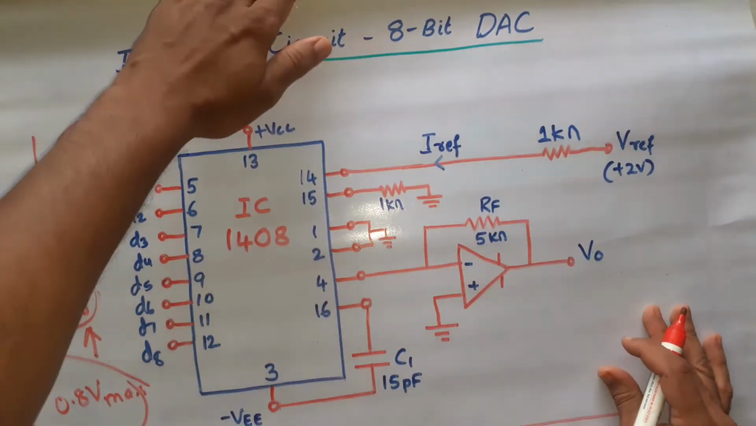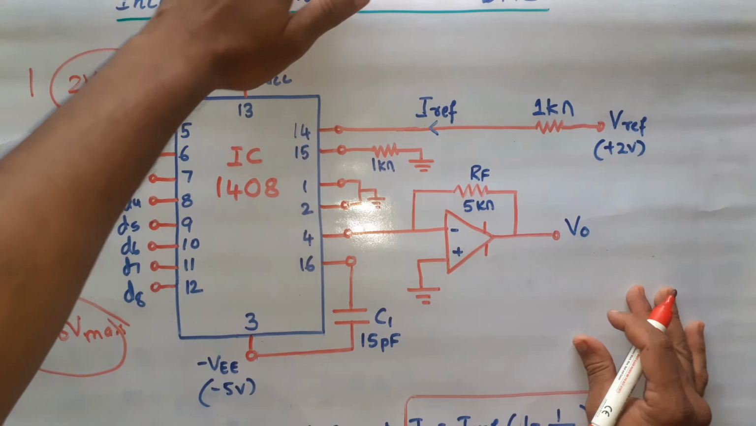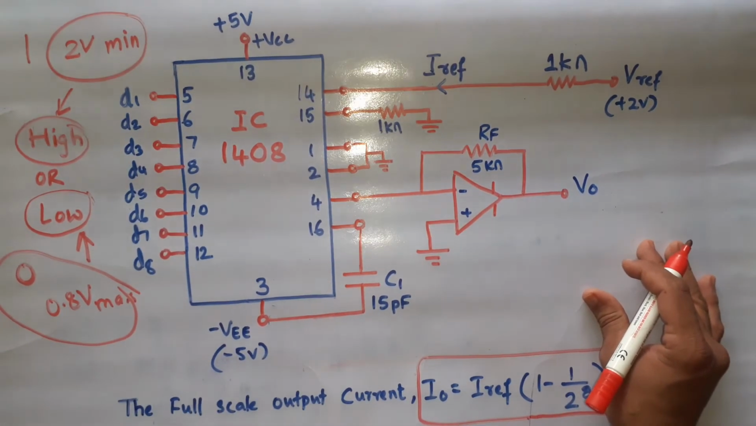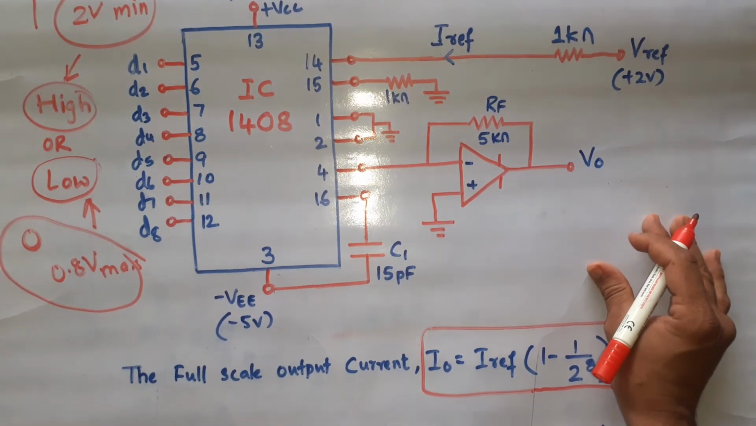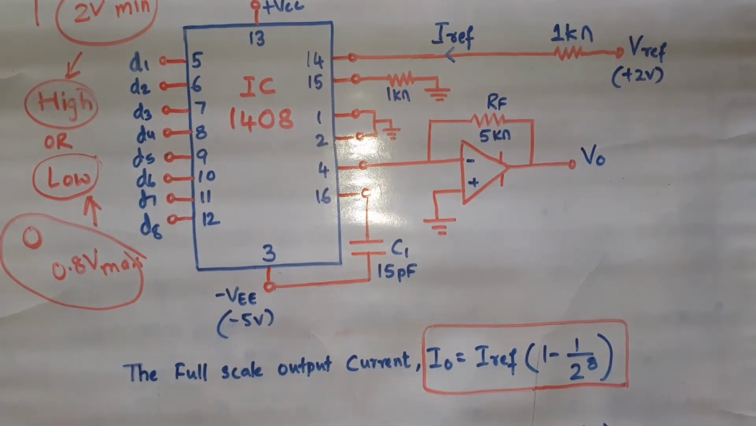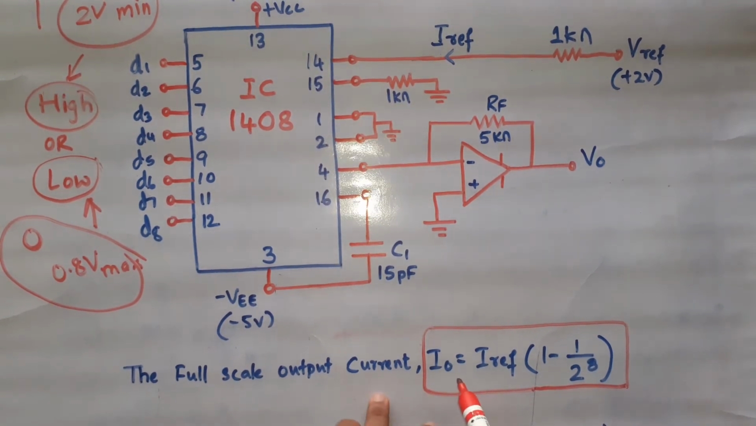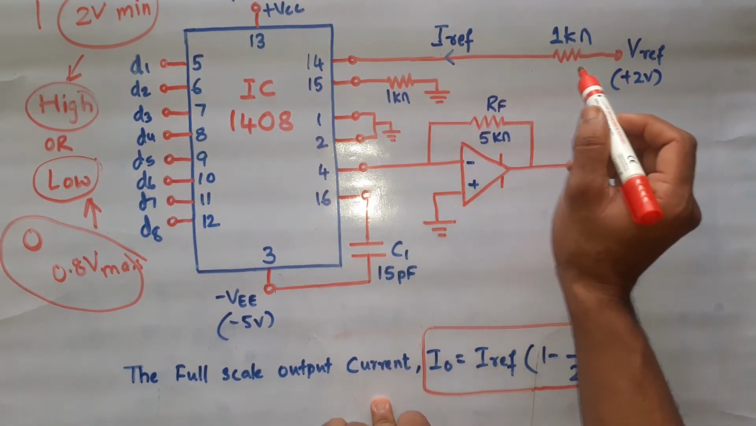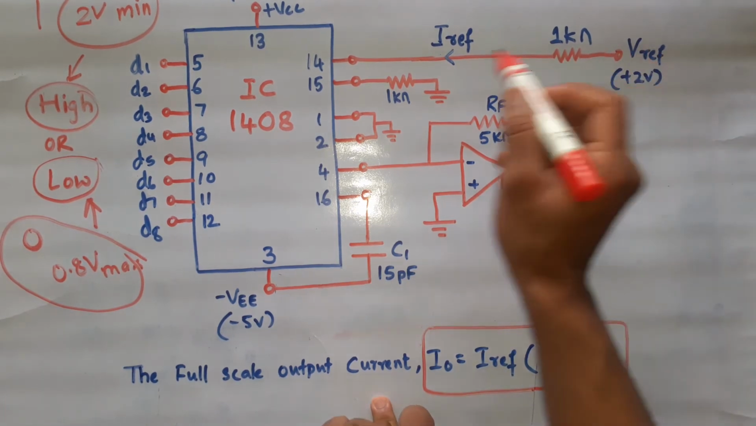Next. This is a very important topic from your exam point of view. In many question papers they have asked you this. So the full scale output current I0 is given as I reference. Which is this I reference? I reference is this current coming out from a voltage source of V reference.